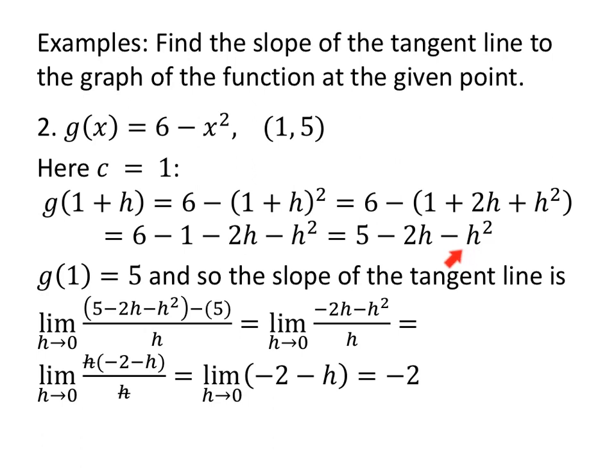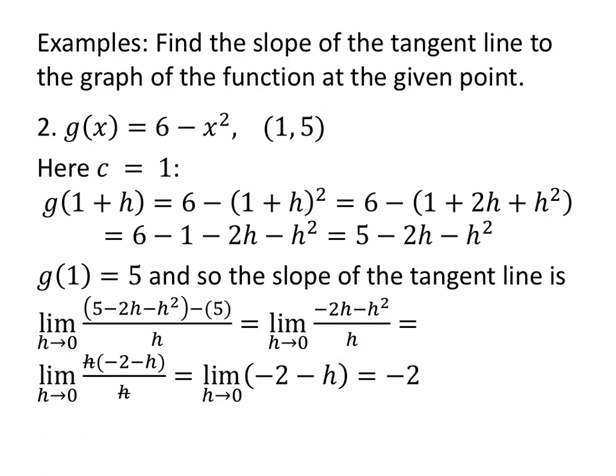Now we're going to work smart instead of hard. I know that g of 1 will equal 5, so I just jump straight into my difference quotient. The slope of the tangent line is given by the limit as h approaches 0 of 5 minus 2h minus h squared, that's g of 1 plus h, minus 5, g of 1, all over h. 5 minus 5 cancels out. The limit as h approaches 0 of -2h minus h squared over h.